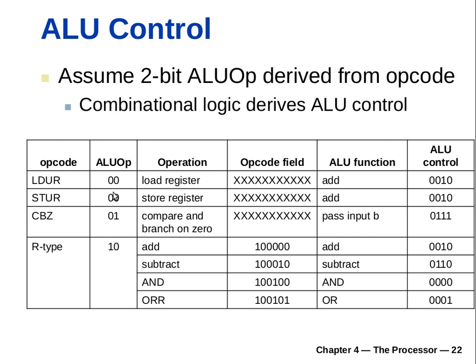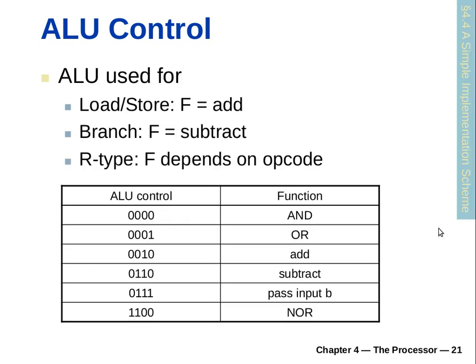So it's somehow indirect, two-level, multi-level control. Instead of just having everything controlled by the main control unit, you also allocate an ALU control unit, which controls specifically the ALU. So sa compare and branch on 0, so 0-1 siya, and then ano yung operation na ginagawa? 0-1-1, so it simply passes input B. Okay? So basically that's the idea.